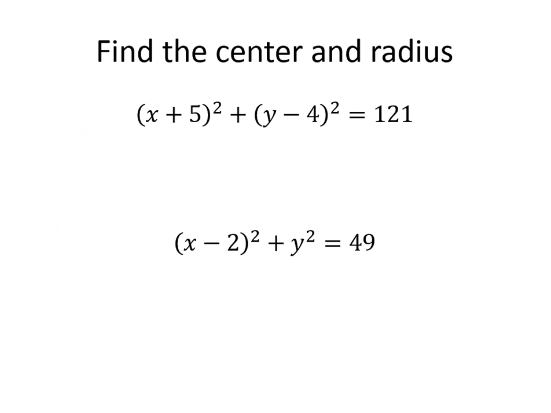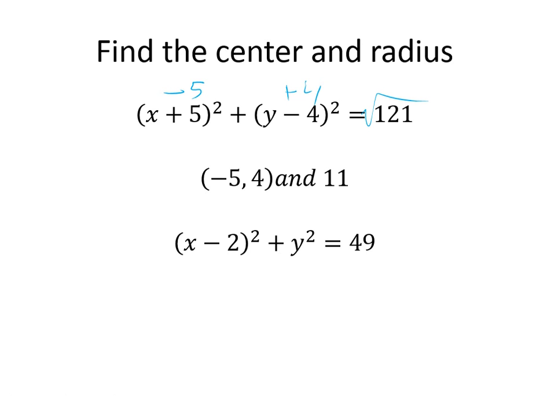Okay, so find the center and radius of these. So the first one, our center would be, you change the sign, and then it's the number. Change the sign, and it's the number. So it looks like our center would be at negative 5, 4. And then our radius would just be the square root of what it's equal to. This is the square root of 121, which is 11.